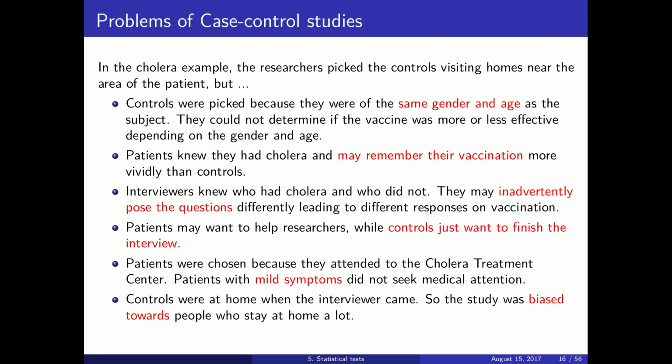So the quality of the two kinds of responses may be different, and patients were chosen because they attended the cholera treatment center. So patients with milder symptoms did not seek medical attention, and you are biasing your sample towards people who had cholera in a very severe way. And controls were at home when the interviewer came, so the study was biased towards people who stay at home more often.